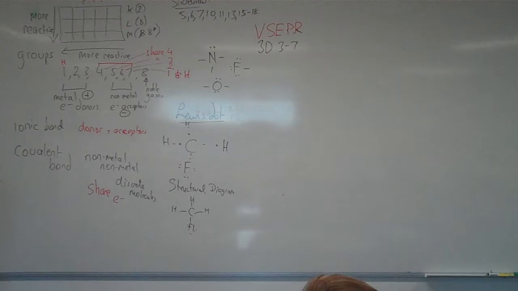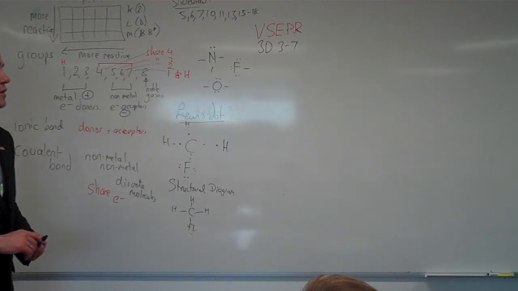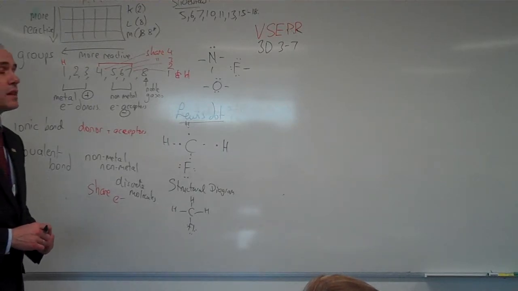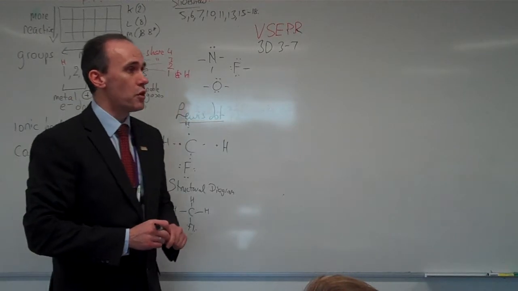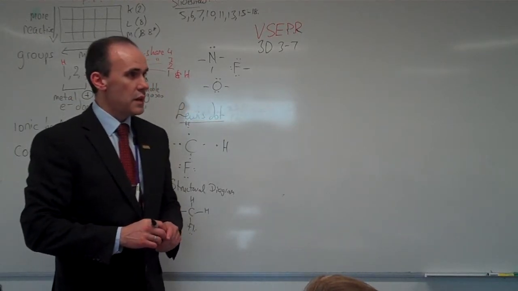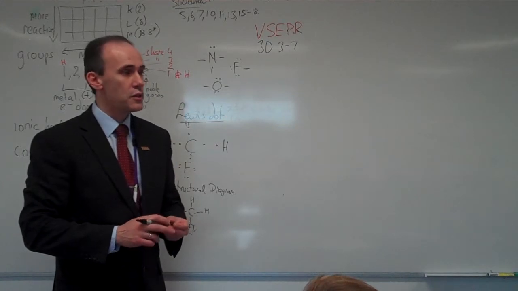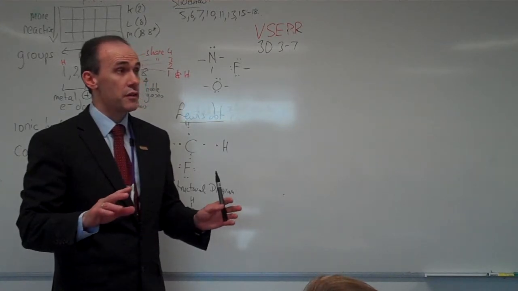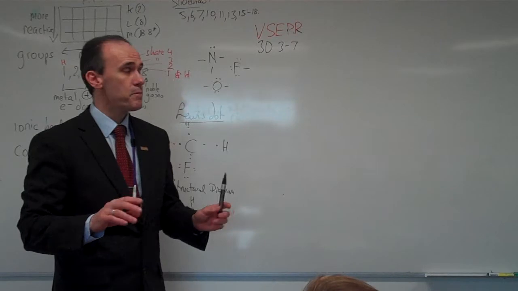Electron pair repulsion. What's the VS? Valence shell electron pair repulsion. What about it? We just went through that. The electrons are the reason why you get a 3D shape. Not the protons, not the neutrons. It's the electrons trying to stay as far away from each other as possible.